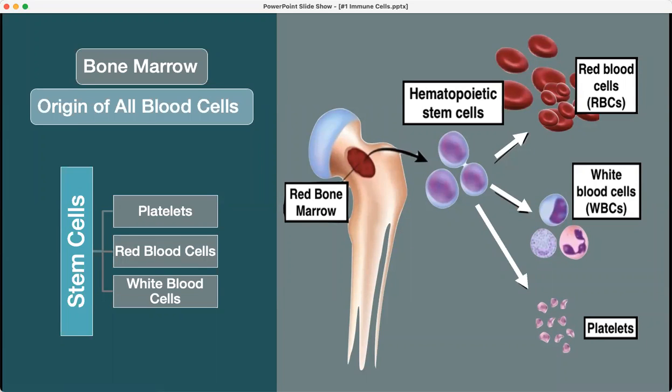The bone marrow is the origin of all blood cells, not just red blood cells, but white blood cells and also platelets. And they come from these single cells, stem cells.